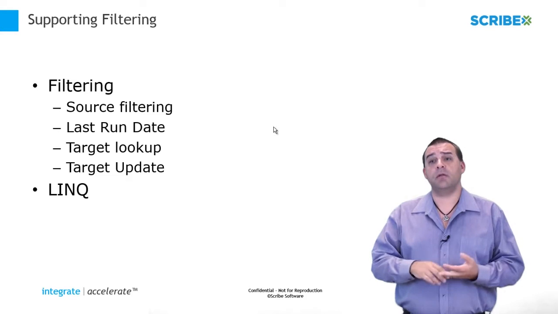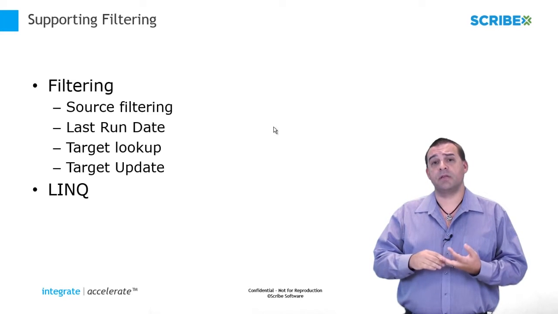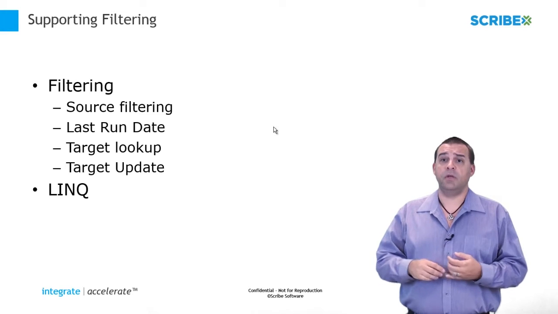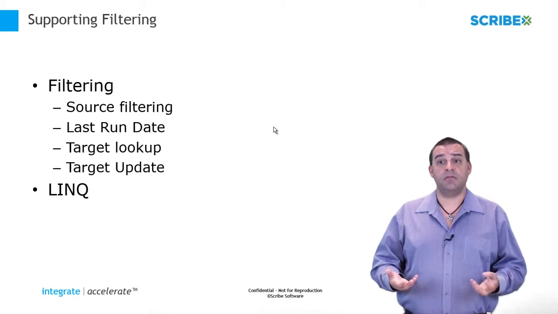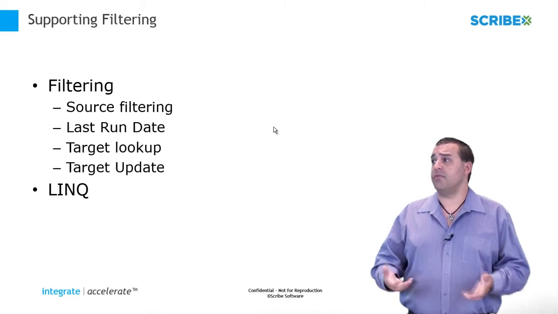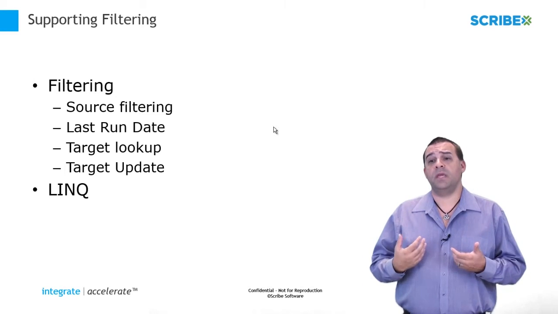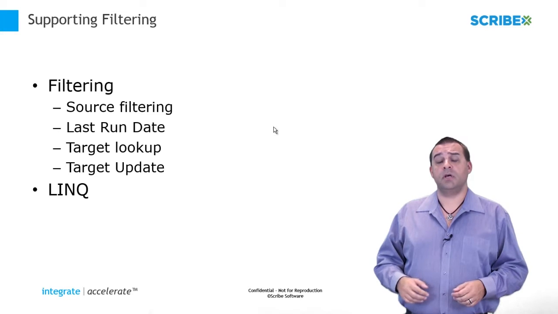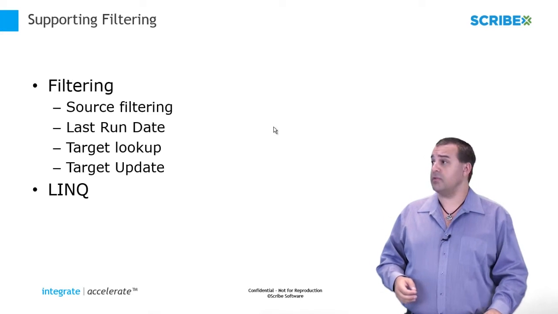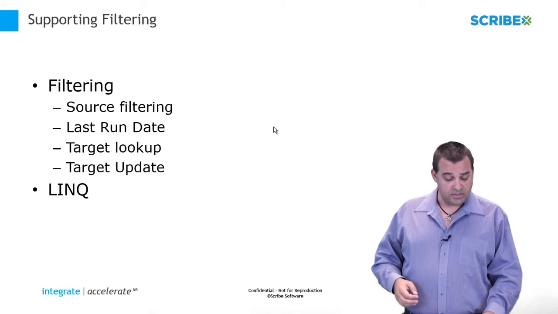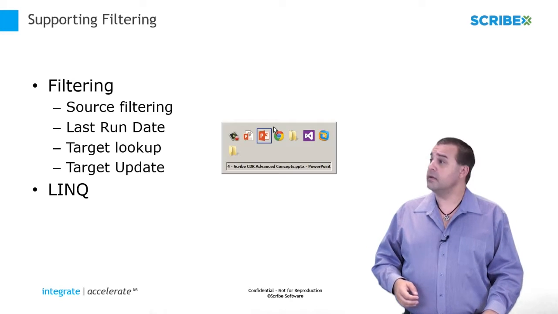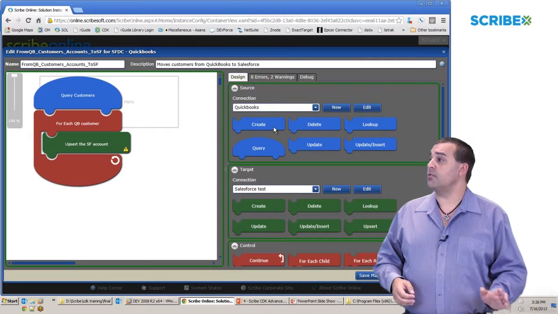And on the target, we need filtering enabled in order to do lookups into lookup tables, and we need filtering to be enabled to do updates. So you need essentially a where clause to do your filtering. And within the code, you can use LINQ to write your filtering criteria if you so desire. So let's go take a look at the different types of filtering that can be used.